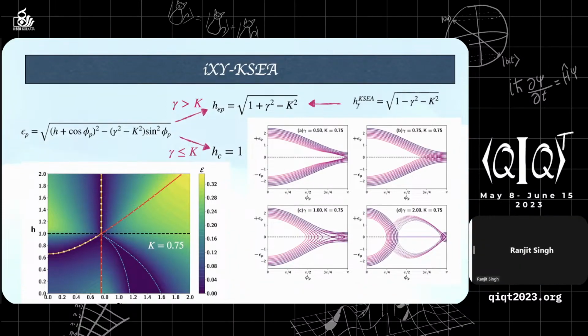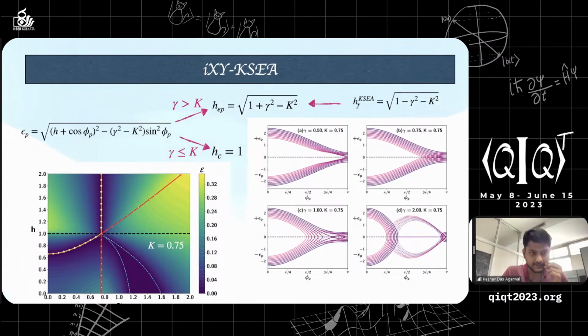Thank you. Second clarification question: if I understood correctly, at exceptional points, there is maximum entanglement. Am I right? Yes. Okay. Thank you.